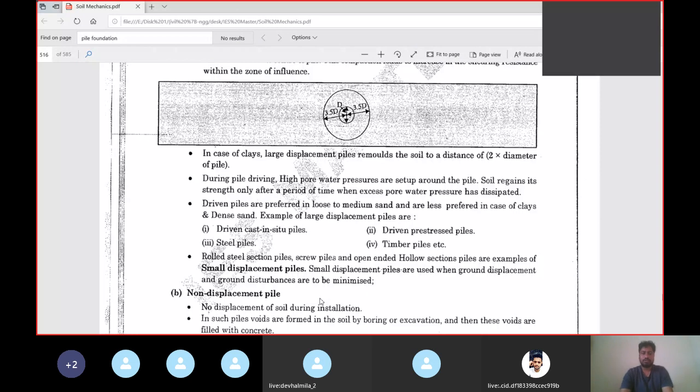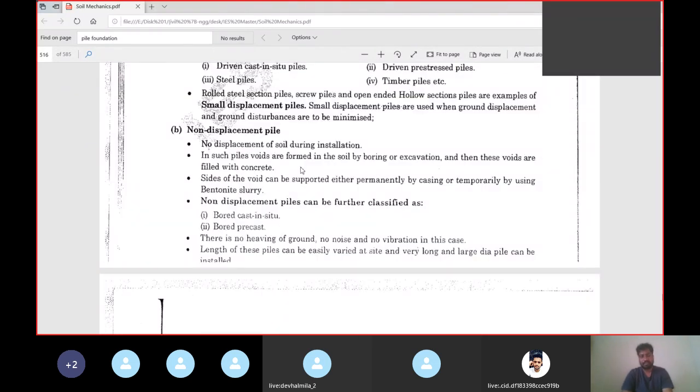Now, non-displacement piles. Non-displacement piles means there will be no displacement of soil during installation. In such piles, voids are formed in the soil by boring or excavation, and then the voids are filled with concrete. Like I was telling you earlier, there is an excavation of soil inside the soil mass, and then we are filling it with concrete. So in this case, there will be no displacement of soil nearby. Such types of piles are known as non-displacement piles.